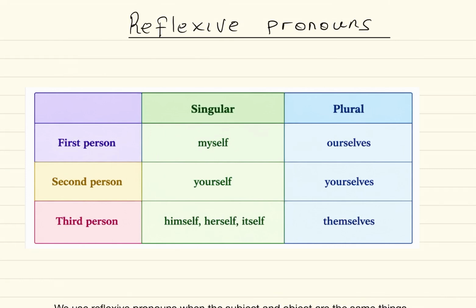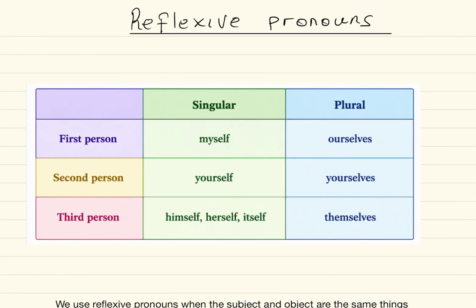Pronouns. So what are reflexive pronouns? I have a list of the reflexive pronouns here. So let's start with the first one. When we're talking first person, remember we're talking about ourselves. So in this case, if you're talking about yourself in singular form, it would be myself.